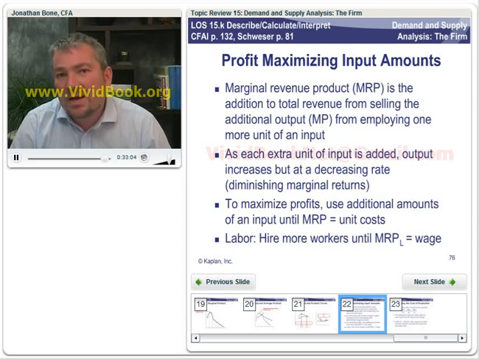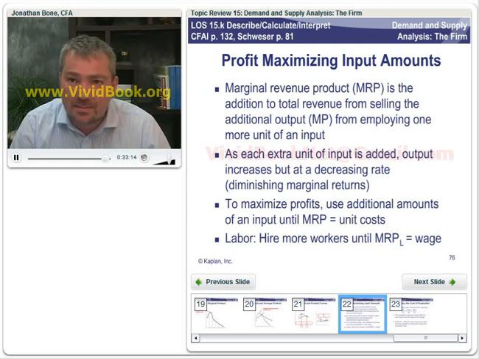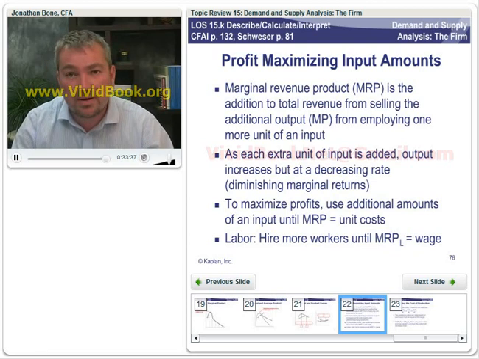Now, of course, we know as we increase each particular input, for example labour, whilst output increases in absolute terms, it's going to increase at a diminishing rate because we know marginal product will eventually start to fall. So we see diminishing marginal returns to labour. To maximise our profits, we're going to use an additional amount of labour until the marginal revenue product, the additional revenue we get from selling the output of that extra worker, is equal to the cost of employing that worker. In other words, we're generating no profit or no loss.